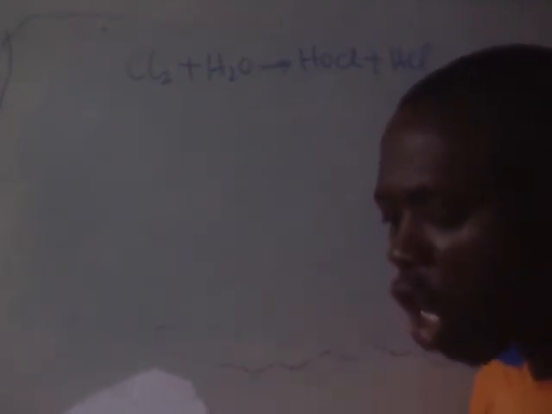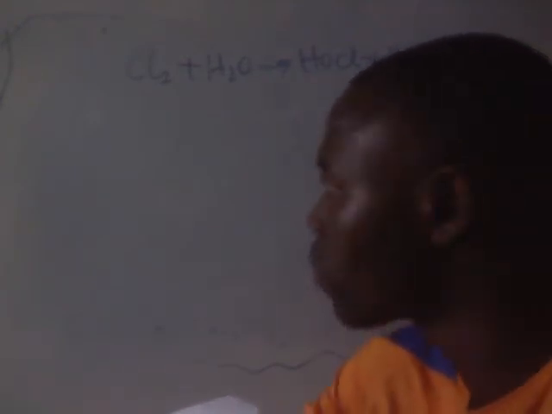The solution changed from orange to green. You see, acidified potassium heptachloride 6 is an oxidizing agent. When a reducing agent comes in contact with this oxidizing agent, the reducing agent will reduce the oxidizing agent.